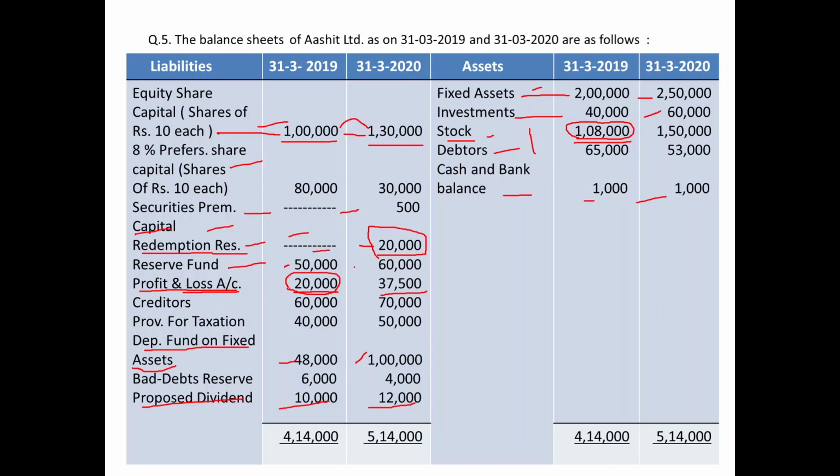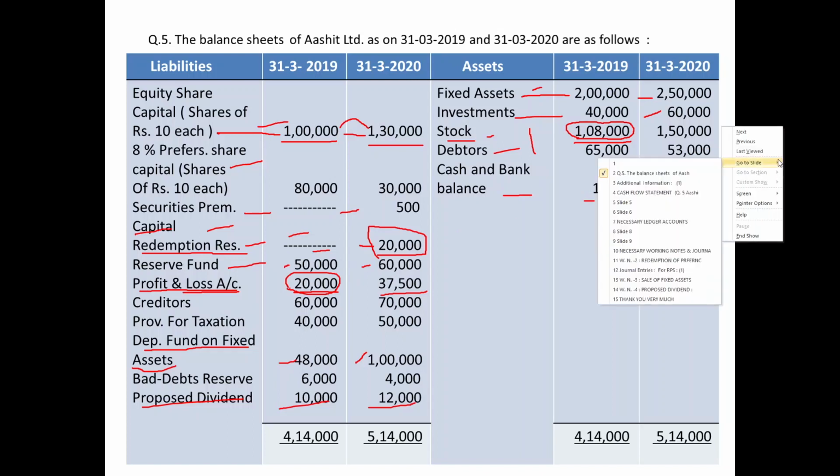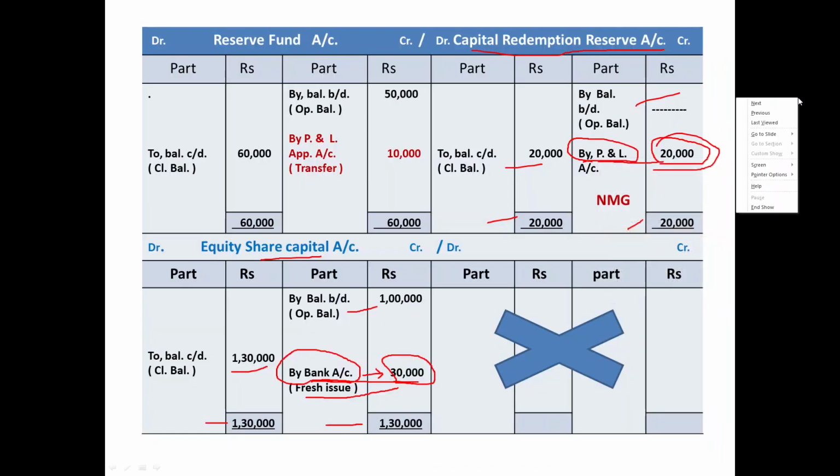Reserve fund, normally we call it general reserve. Opening balance 50,000. Closing balance 60,000. What does it mean? It means the company has made an additional saving of 10,000 this year. Profit and loss appropriation account debited to reserve fund account credited 10,000. So it can be understood like this also. Alternatively, you may prepare a ledger account also for this reserve fund account. Have a look.